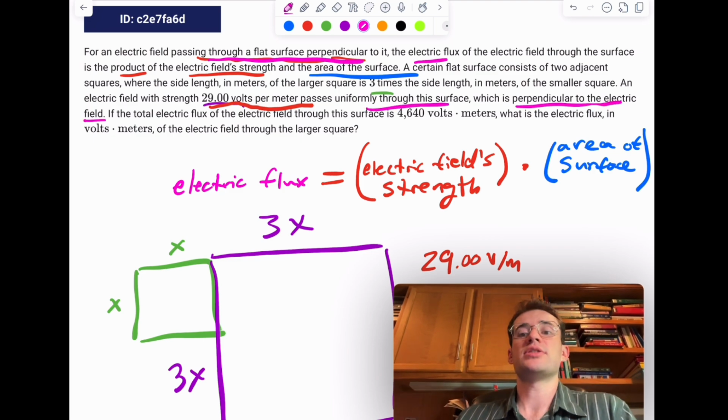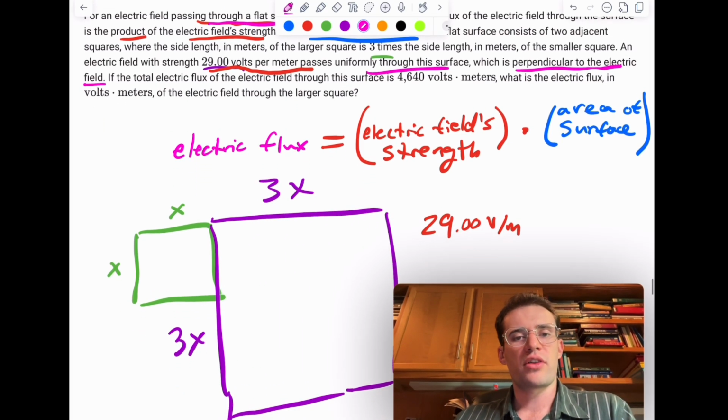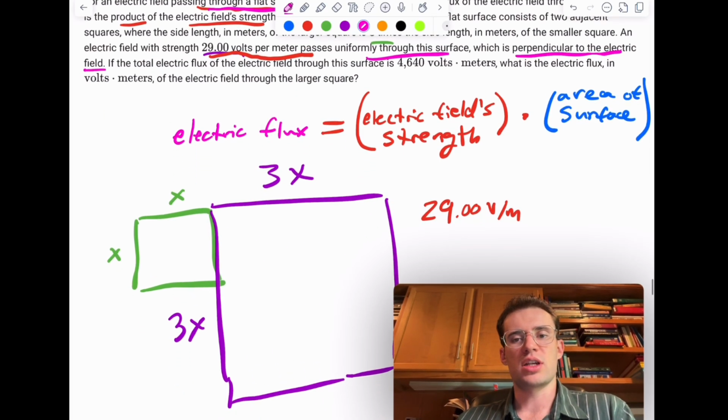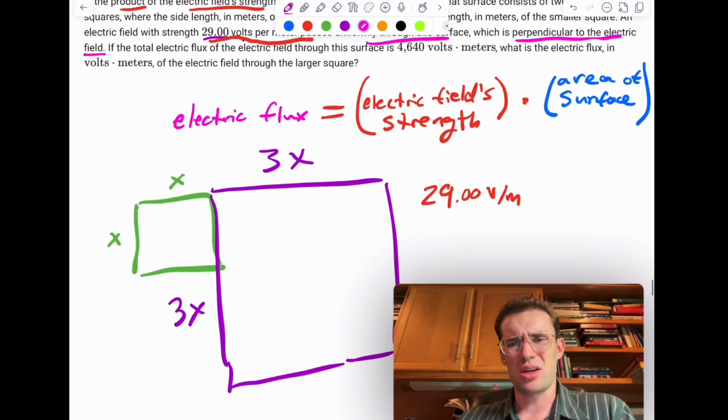Okay, so we can use the equation, essentially. They gave us this information. If the total electric flux of the electric field through the surface is 4,640 volts, oh, volts meters. I feel like that should be volts meters.